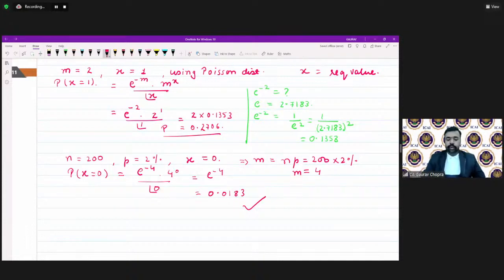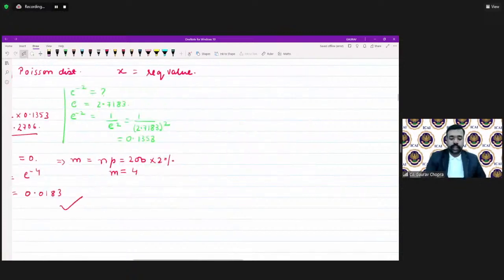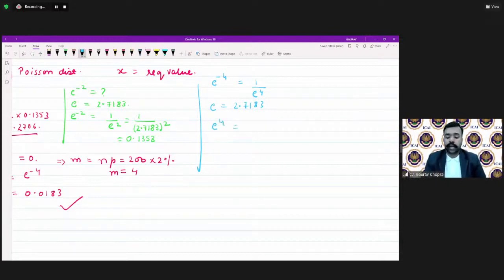Okay. How to solve this calculation on calculator? See, it is very easy to calculate. Let me explain. We are calculating e to the power of minus 4. Now, first of all, this can be written as 1 upon e to the power of 4. And we know that e is equal to 2.7183. So first of all, we are calculating e to the power 4.